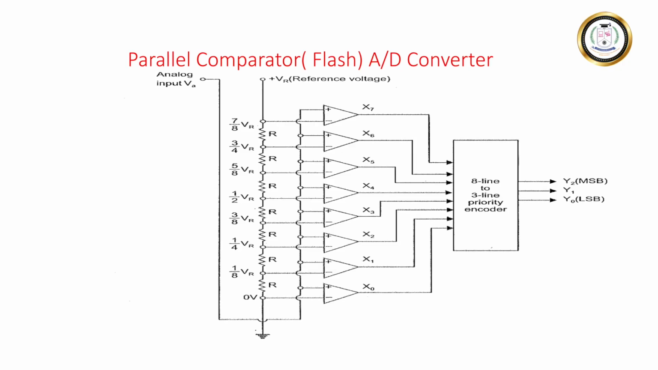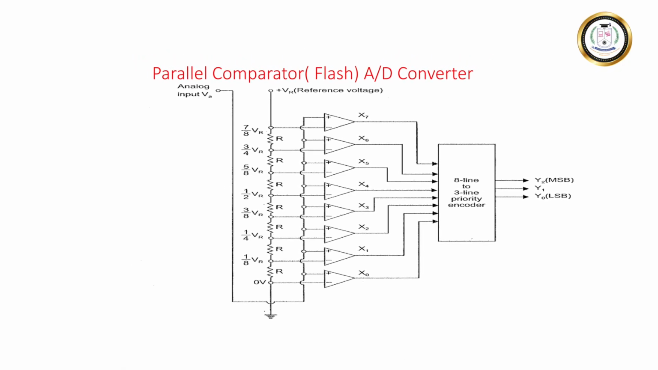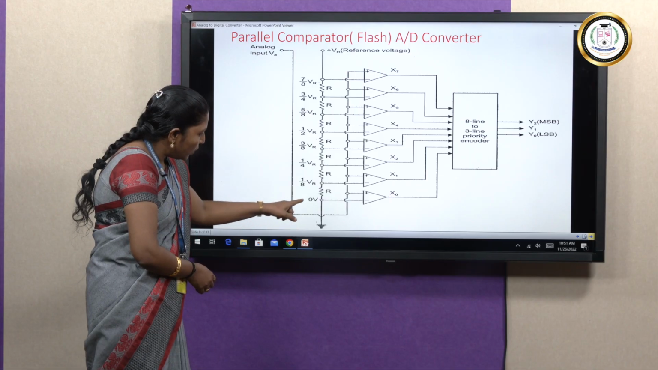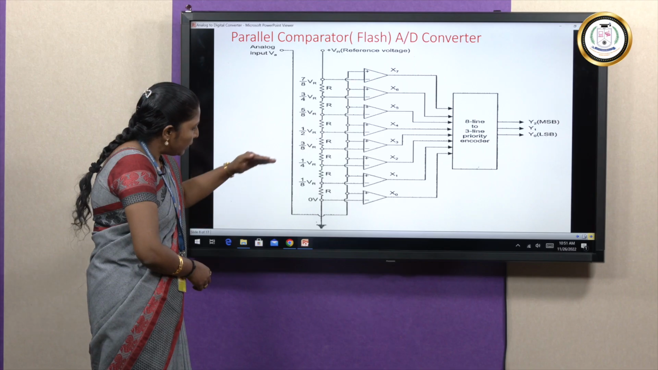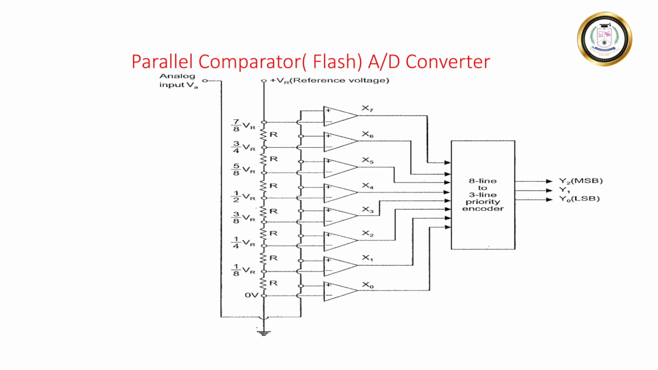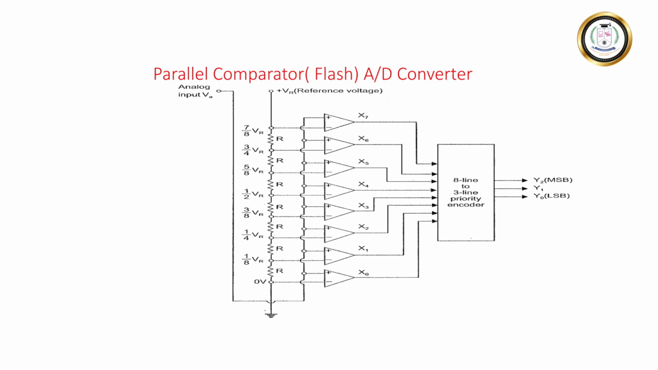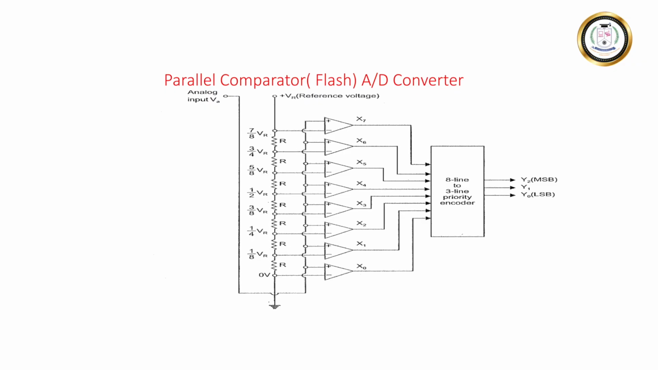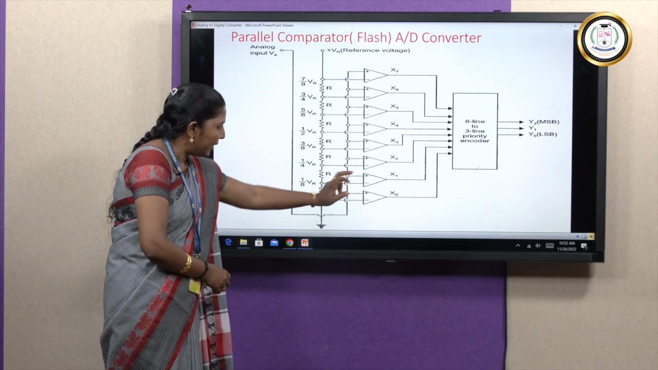For example, at the top of the series resistors we have the reference voltage, and at the bottom of the series resistors we have the ground. So 0 voltage is given to the last comparator's negative terminal, and to the first comparator's negative terminal we are giving 1 by 8 VR, that is VR into R divided by 8R. R and R get cancelled, so it will be 1 by 8 VR.